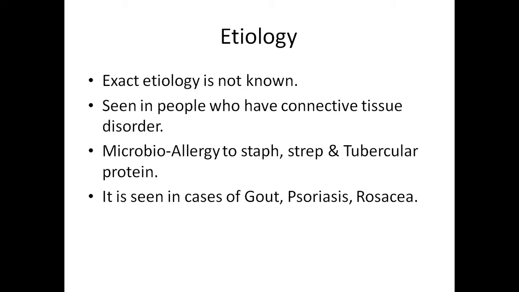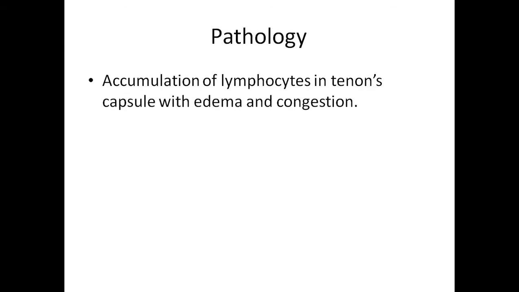So the antibodies are formed against the bacteria, but these antibodies will identify the antigens on the ocular surface, sclera or episclera, and an autoimmune reaction will occur, and it is one of the causes of scleritis, microbial allergy. It is also seen in cases of gout, psoriasis, and rosacea. Pathologically, episcleritis is accumulation of lymphocytes in the Tenon's capsule with edema and congestion.